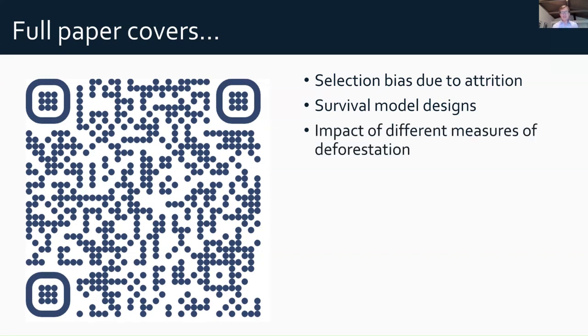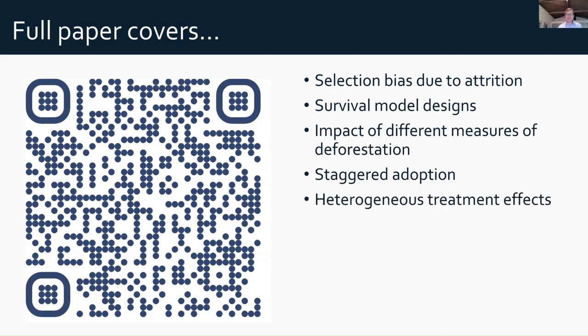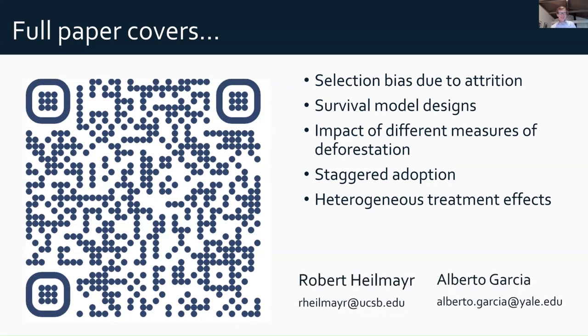What is the impact of different measures of deforestation? So how you're calculating deforestation in those aggregated units is important. What about some of the concerns that have been raised in the econometric literature about two-way fixed effects models around staggered adoption or heterogeneous treatment effects? We touch on those as well and show that our proposed solutions are robust to these more complex data settings.